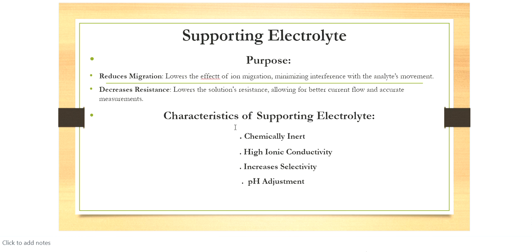And there are some basic characteristics of these electrolytes. They should be chemically inert, have high ionic conductivity, increased selectivity, and pH adjustment. They should be chemically inert because when we apply these supporting electrolytes to our analytes, they should not interact with the solution of our actual analytes, whose concentration we want to measure.